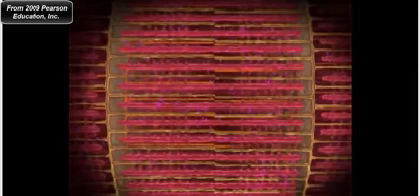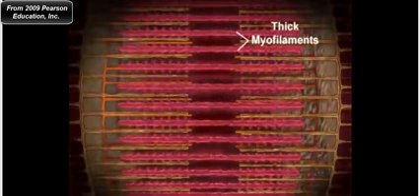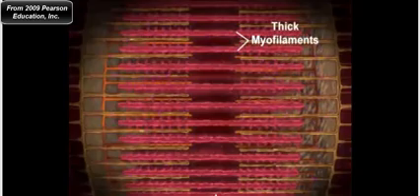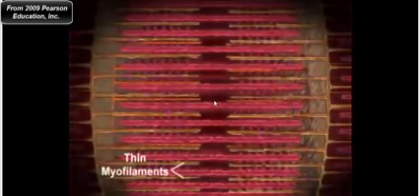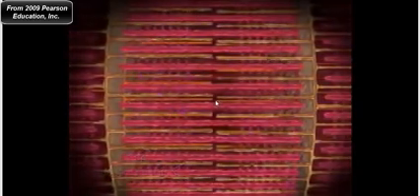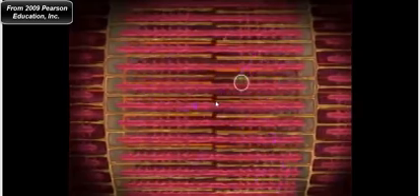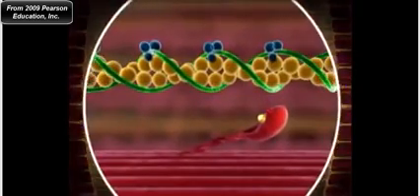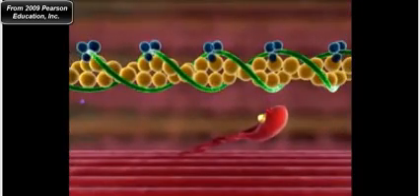Okay, so what's happening is those myosin heads, which are located on the thick filaments, are walking the thin filaments towards the M line. Let's watch that one more time. Okay, so notice this line right here at this point. The thin filaments are being walked toward that line. Okay, so now let's take a look at what's happening on the molecular level.